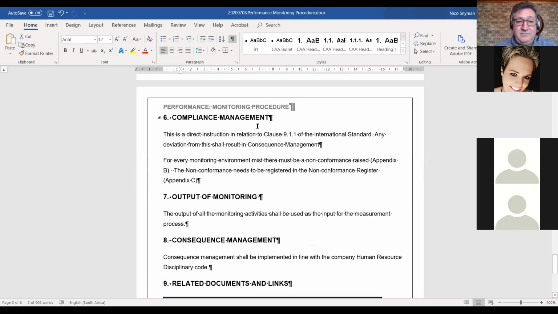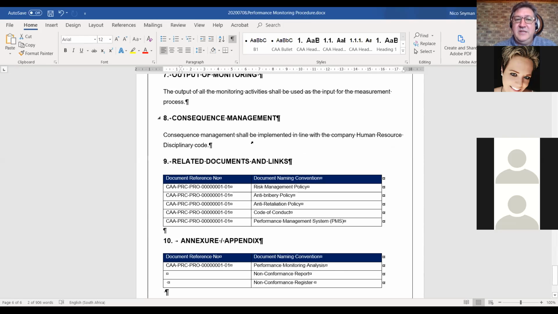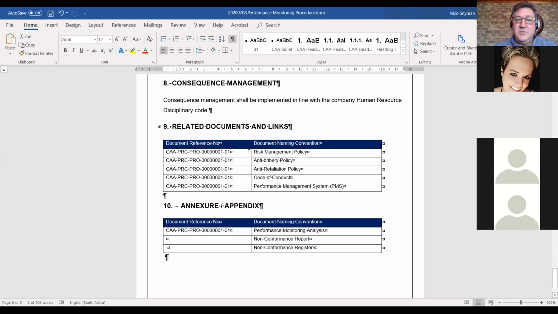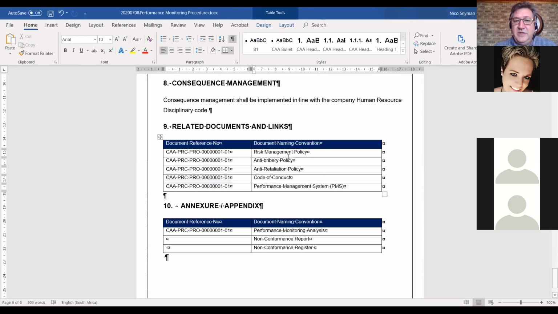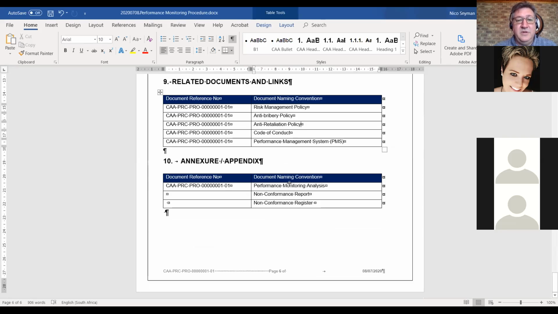Compliance management is then any non-conformances need to be addressed in terms of the non-conformance environment, and you need to issue a non-conformance, whether it is a major non-conformance, a minor non-conformance, an observation, opportunity for improvement, etc. And then the output of the monitoring activity shall be the input for the measurement processes. Consequence management is your discipline process, and you can see here the later documents and links. This is what we have included there. So you can see each one has got a naming convention. Each one has got the document description, and then all your annexures that you are working with are also listed in there.